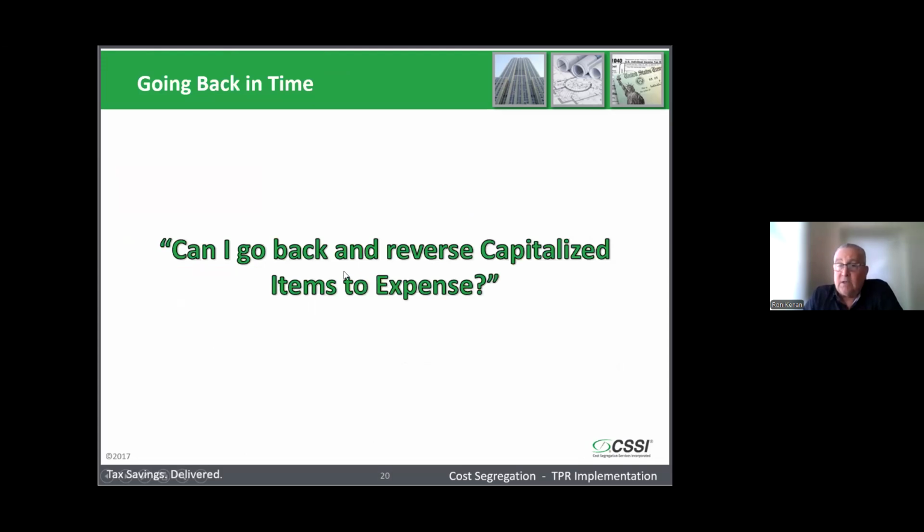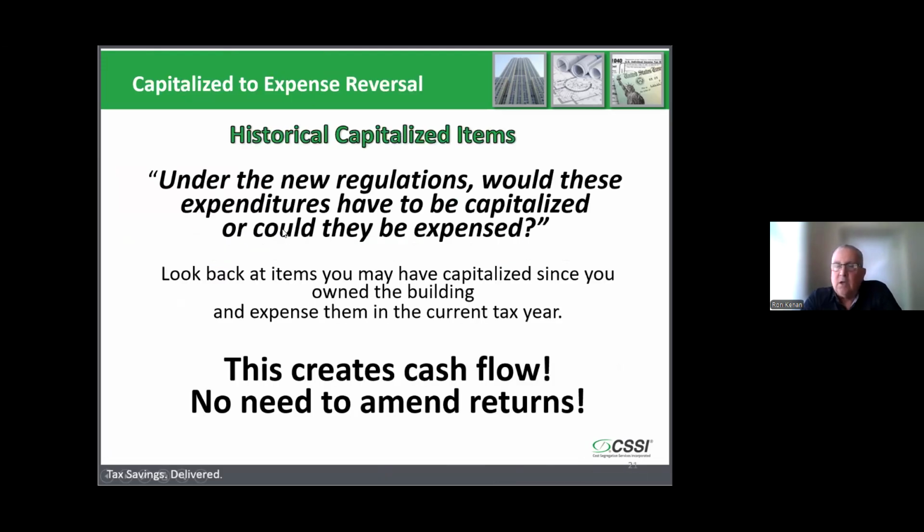Okay, here's a question that you didn't ask, but I want to ask you. Can you go back in time and take expenses that you capitalized in the past and now expense them? The answer to that is yes. In other words, we can go back in time and, for example, if you bought a property in 2020 and you just used a straight line depreciation method, you can change that to cost-based depreciation, doing a study on the property as is, including all the expenses that you had on the property throughout the years.